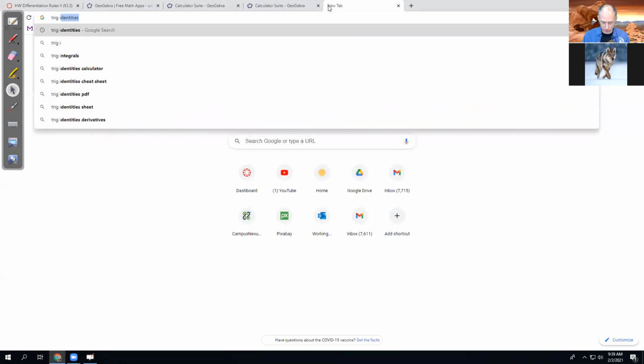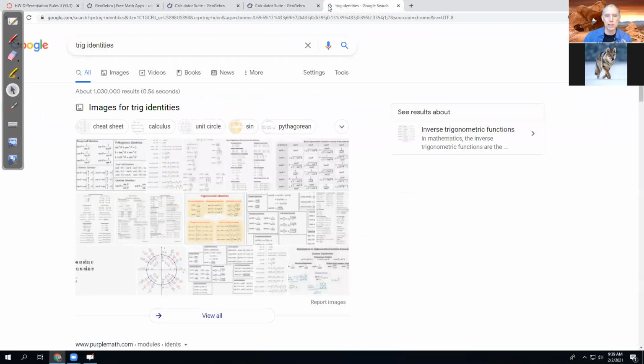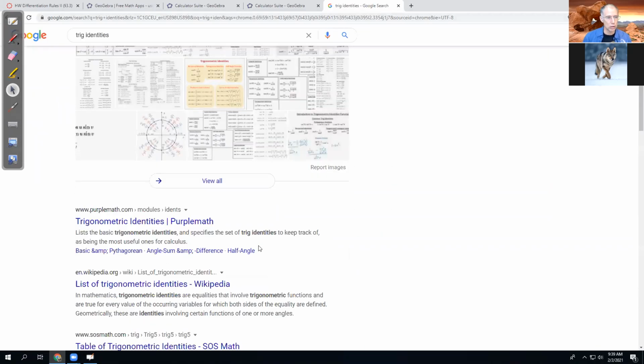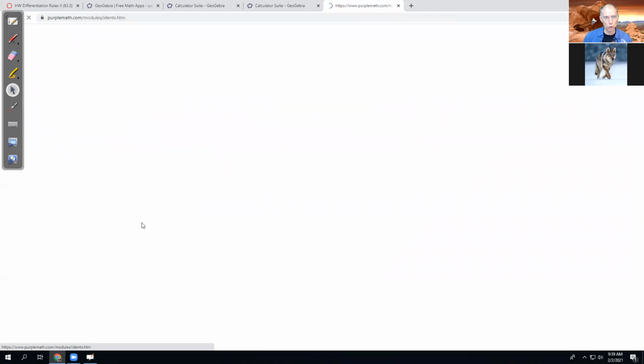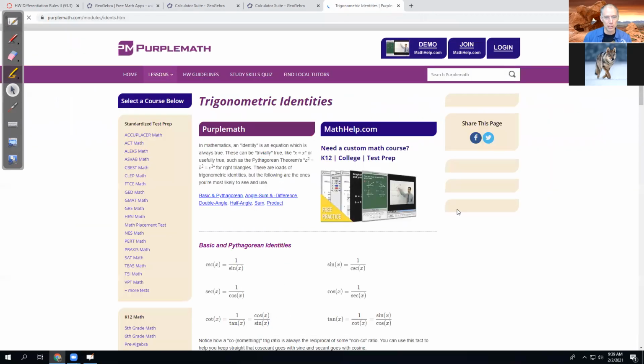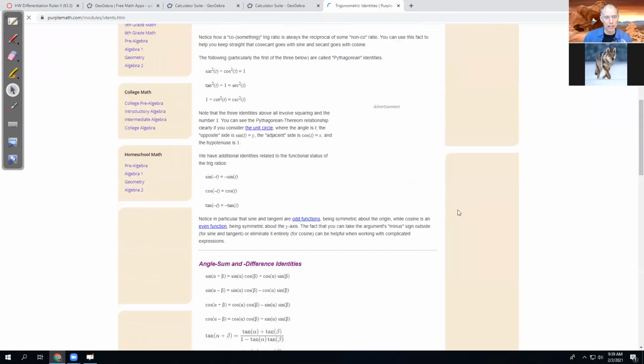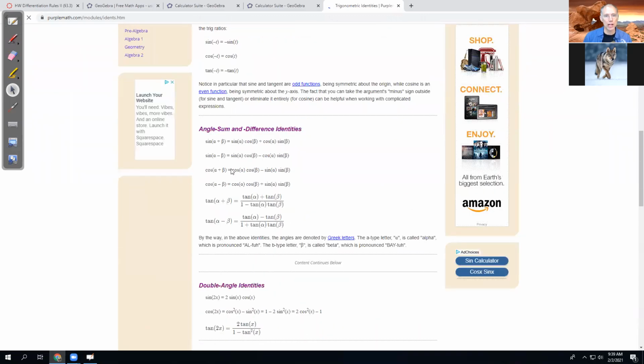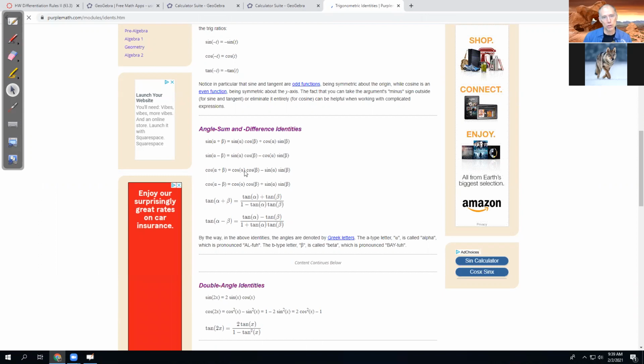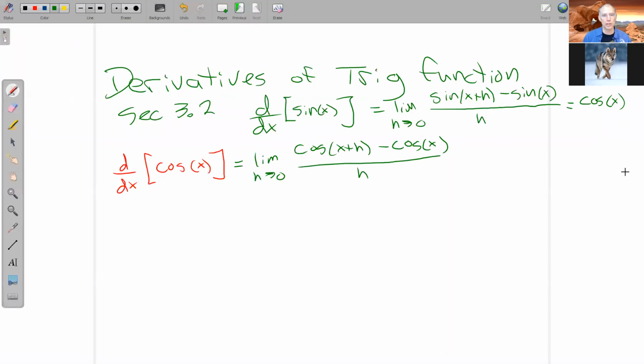So trig identities, it's also in the book. At the end, there's an appendix. And let's go to Purple Math. Cool, I love purple. All right, so I want the angle sum rule for cosine right here. It says the cosine of the sum of two angles is cosine cosine minus sine sine. All right, not bad.